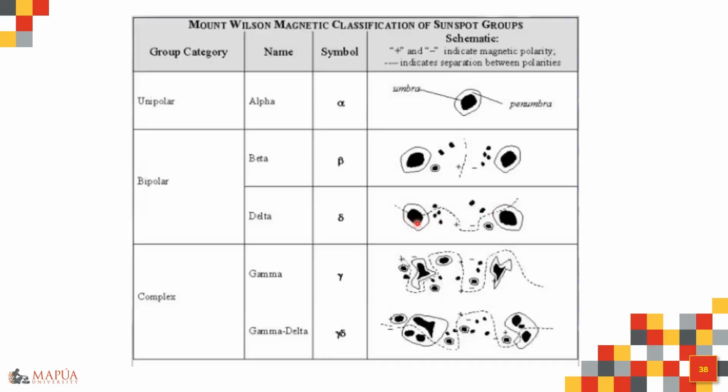wherein there is still some semblance of beta or bipolar, but some of the polarities are mixed up at the middle. So this is more or less the general evolution of a sunspot. It starts with a unipolar, and then it goes to bipolar, beta, and then eventually gamma, and then sometimes delta. So it depends on the configuration.